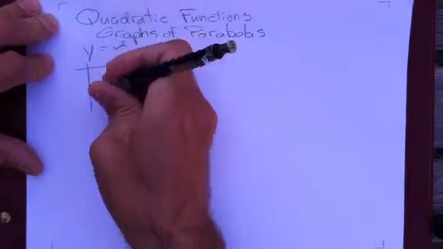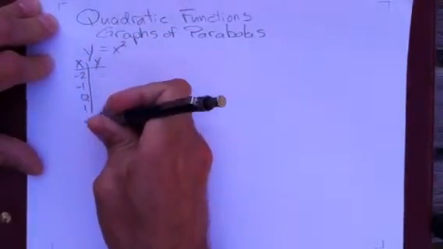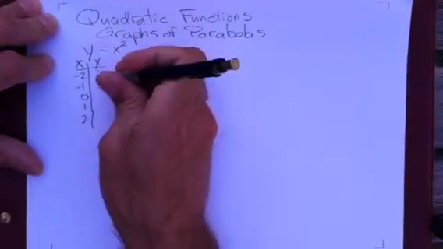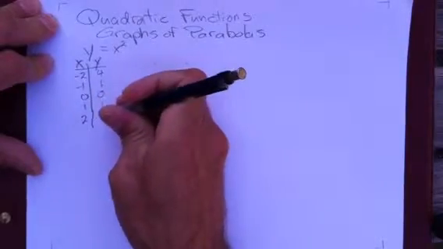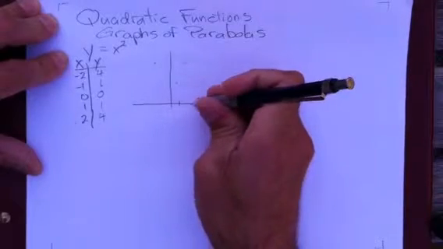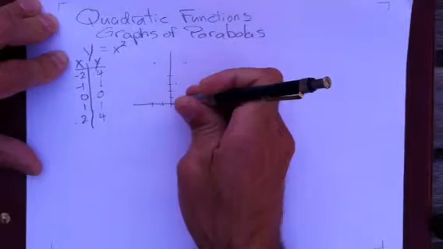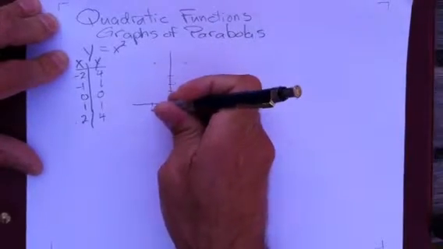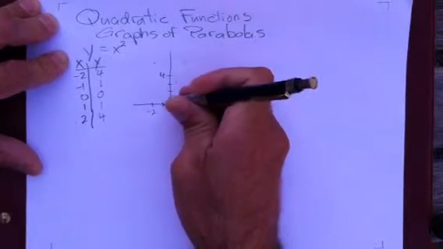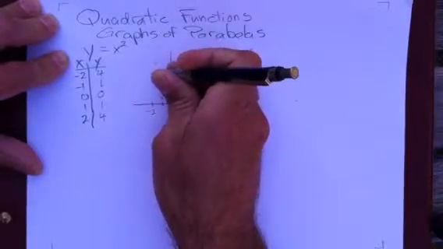If you were to make a table for x and y, let's try -2, -1, 0, 1, and 2. If you square -2, you get 4. Square of -1 is 1, 0, 1, and 4. Making a quick graph. We get the point 0, 0. We get the point 1, 1, and -1, 1, 2, 4, and -2, 4.